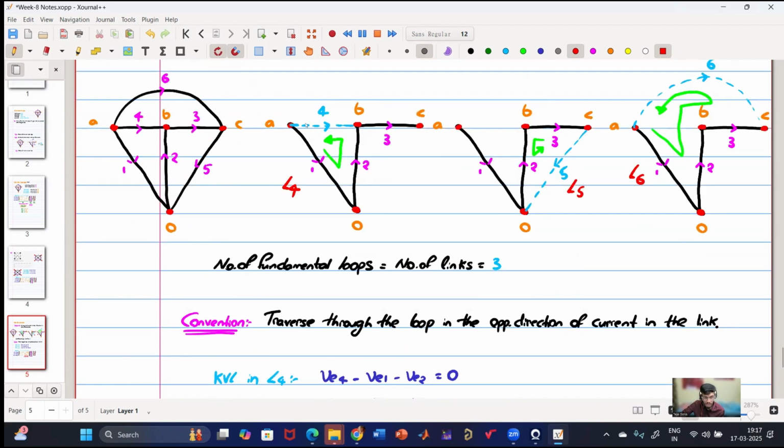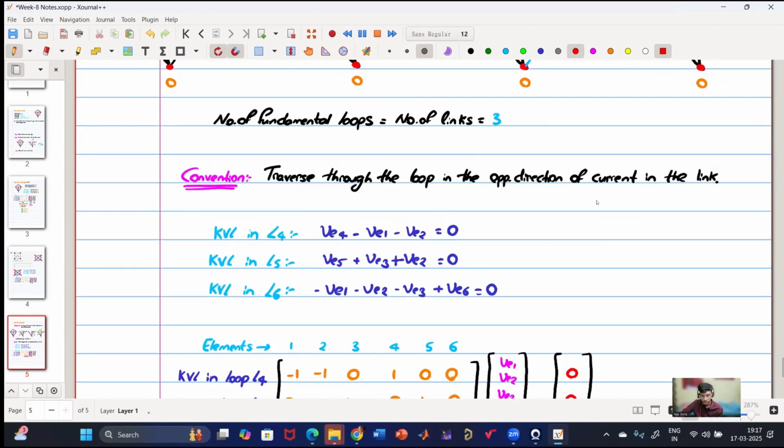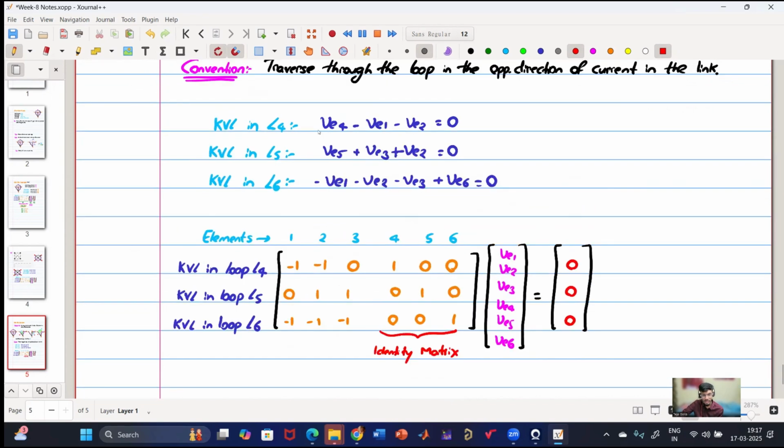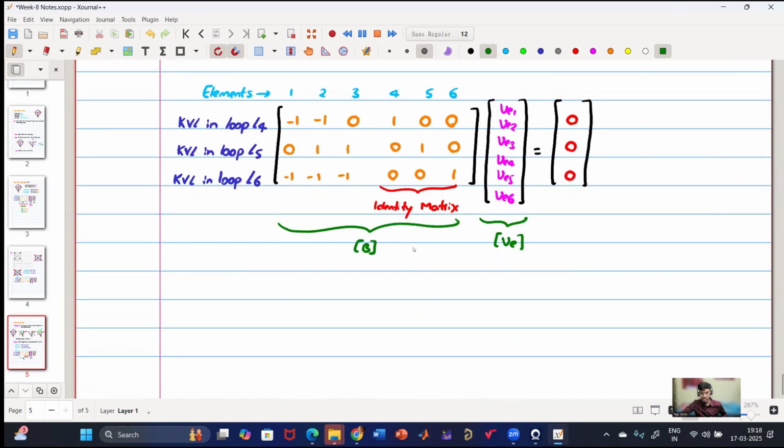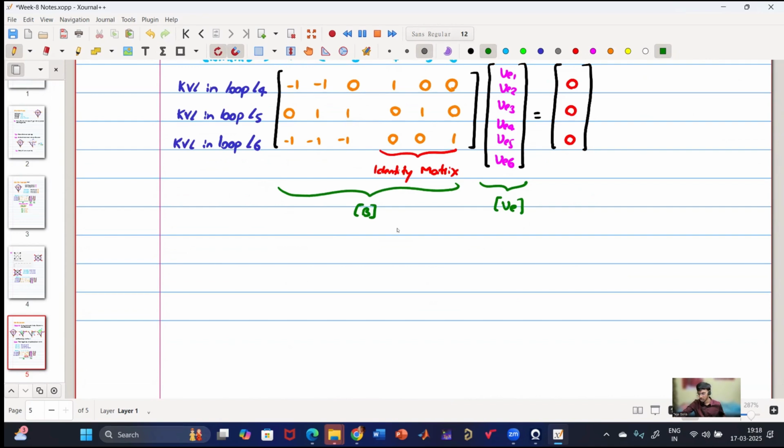When will I get VE4 positive? When I am going in the opposite direction of the current 4, right? So then only I am getting plus VE4. Similarly, when I am going in the opposite direction of current 5, I'll get VE5. Similarly, when I am going in the opposite direction of IE6, I'll get VE6. So that's why we are going in the opposite direction, so that I'll get the positive terms VE4, VE5, VE6, and I'll get the identity matrix here. Is it clear, or any doubts or any still confusion? Because we have to get identity matrix, accordingly the convention was made. Clear or still confusion?